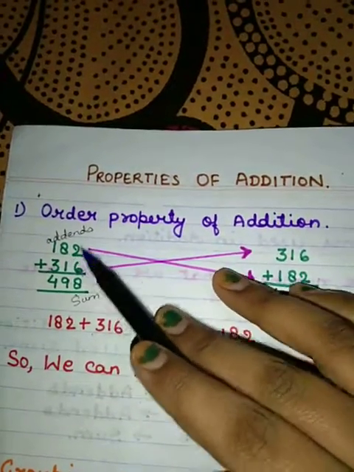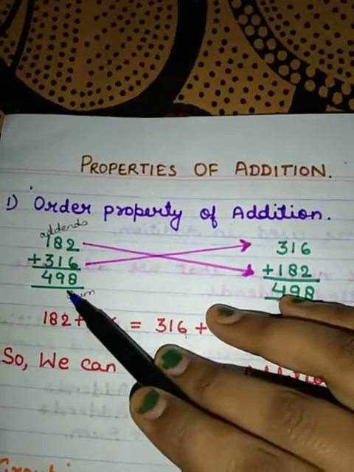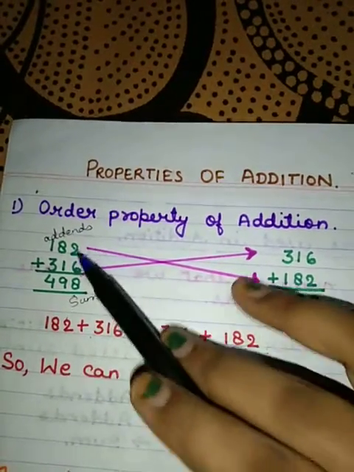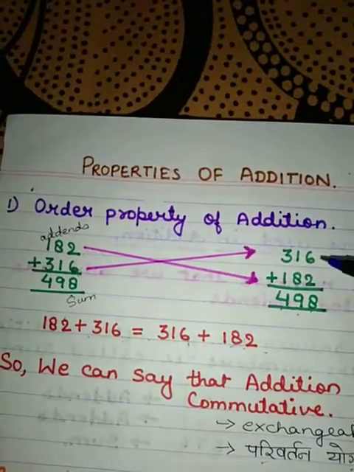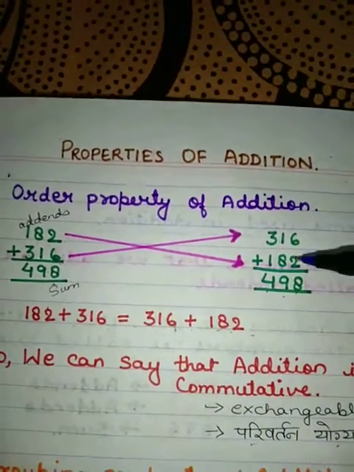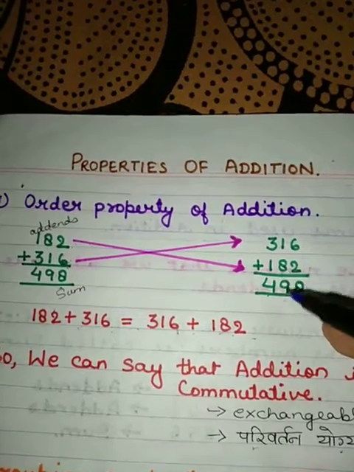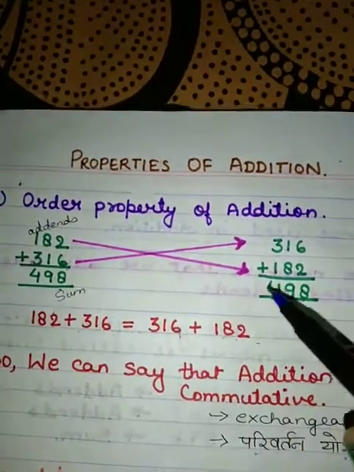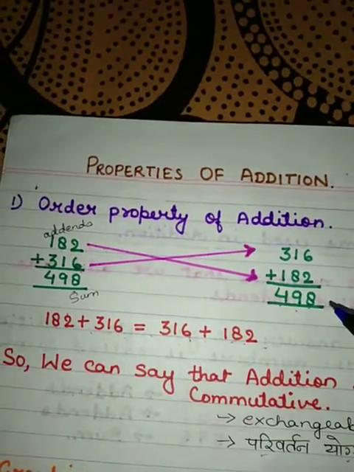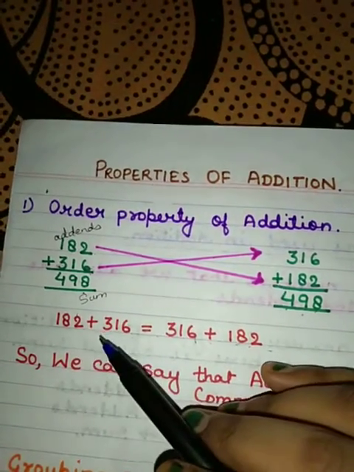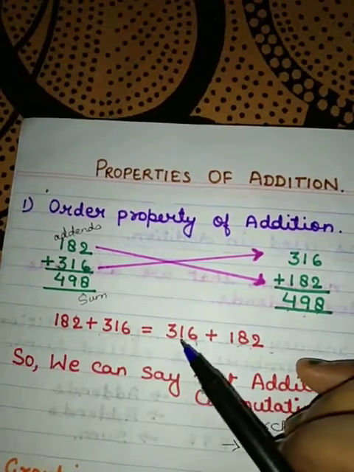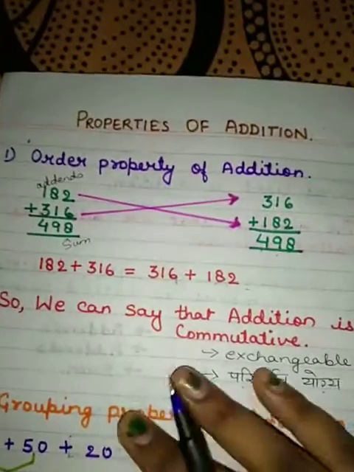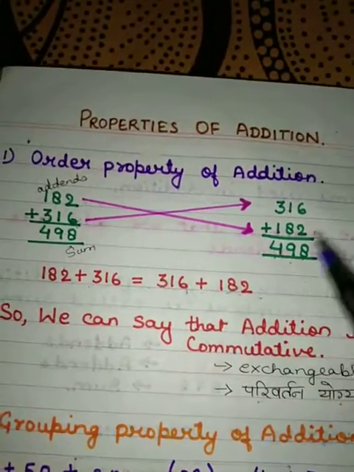जैसे यहाँ पर दिया हुआ है 182 plus 316 and the sum is 498. So if we change the order of these addends, 316 we write first and 182 we write next, then we will add, and the sum will be the same as the first one, 498, and here also 498. So 182 plus 316 is equal to 316 plus 182. So we can say that addition is commutative, meaning it is exchangeable.